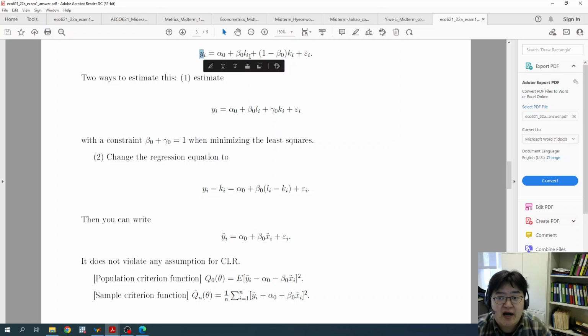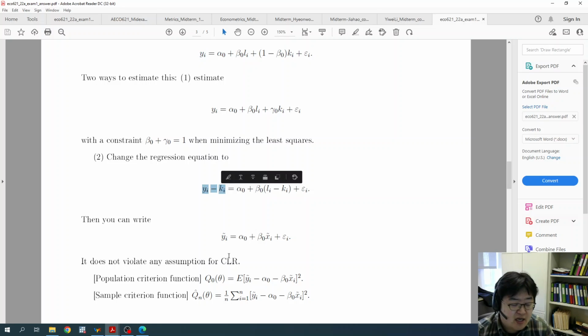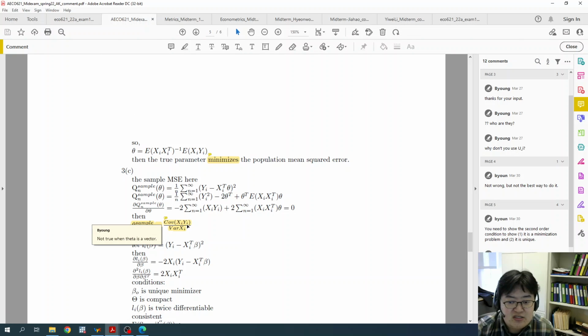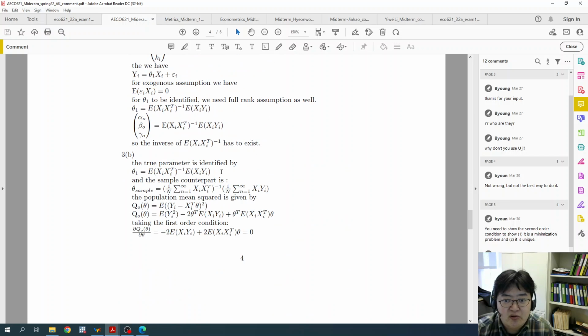So you observe y, l, k, so y minus k can be calculated. Everything can be calculated. The reason why I'm writing here is that I still find some students have no idea what is population and what is sample. So I use this notation as a population covariance and population variance. Furthermore, it is not well defined. In this case, x is a vector, so the notation is totally wrong.